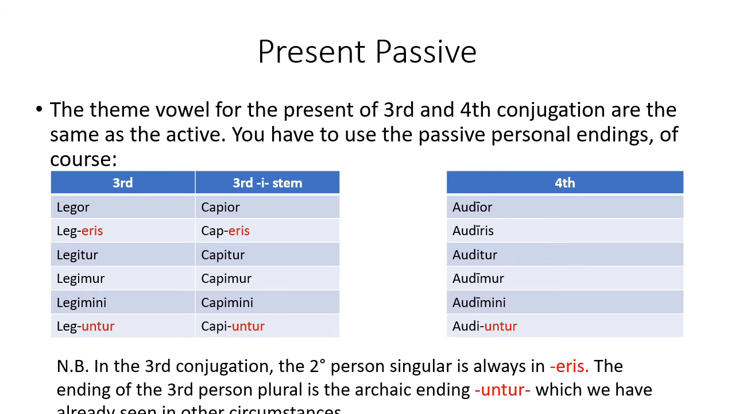So an exception is that in the third conjugation, the second person singular is always eris, which is something that we have seen also for first and second conjugation verbs. The ending of the third person plural is the archaic ending untur, which we have already seen. For example, for the future of first conjugation, the third person plural of amare, future, is amabuntur. And here you find it for the present.